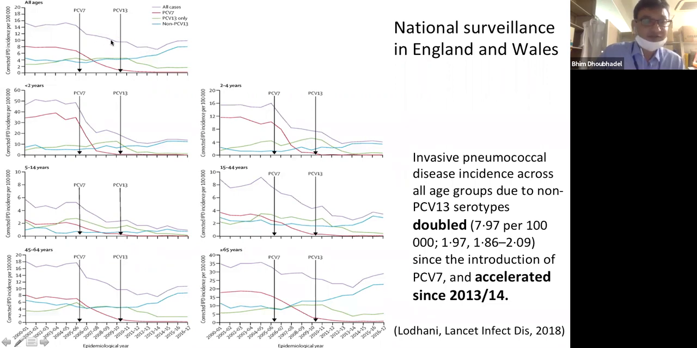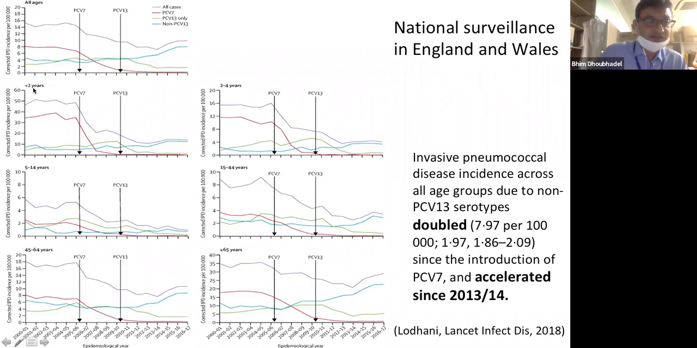So if you see all cases, after introduction of PCV13, after a few years, it's going up, particularly 2013, 2014, about 4 or 5 years after introduction of the PCV13, all cases are also going up. But if you see the non-PCV13 serotype, the sky blue one, it is going up even from the PCV7 introduction.